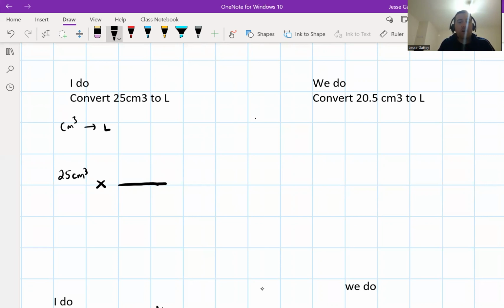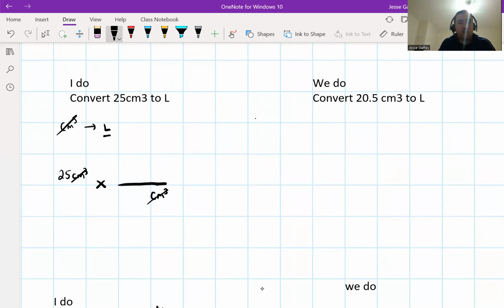And remember, a fraction has a numerator and a denominator. And we always want to make sure that we cancel out this unit, because we don't want centimeters cubed anymore. We want to end up with liters. So to cancel out this unit, we put it in the denominator of our conversion factor, because once it's in the denominator, we can cancel with this numerator here. So that cancels out centimeters cubed.